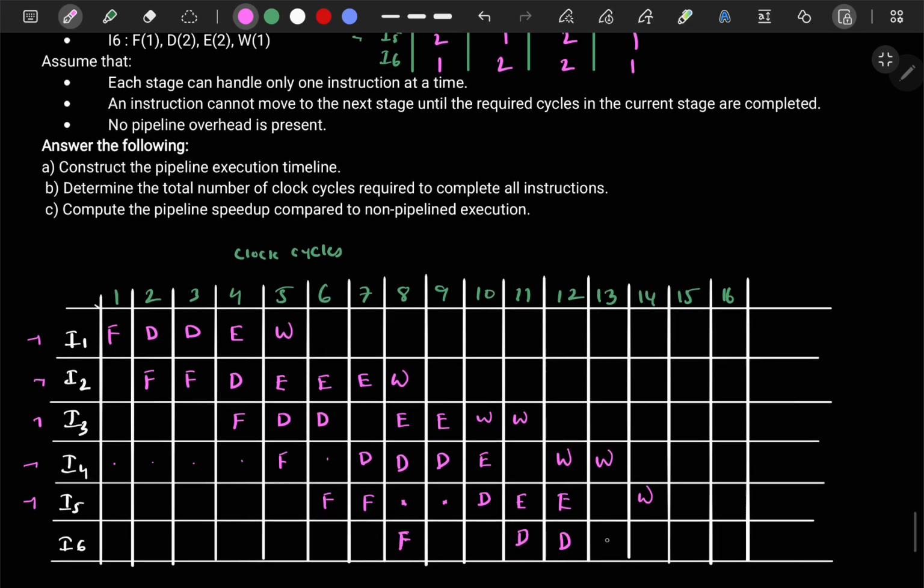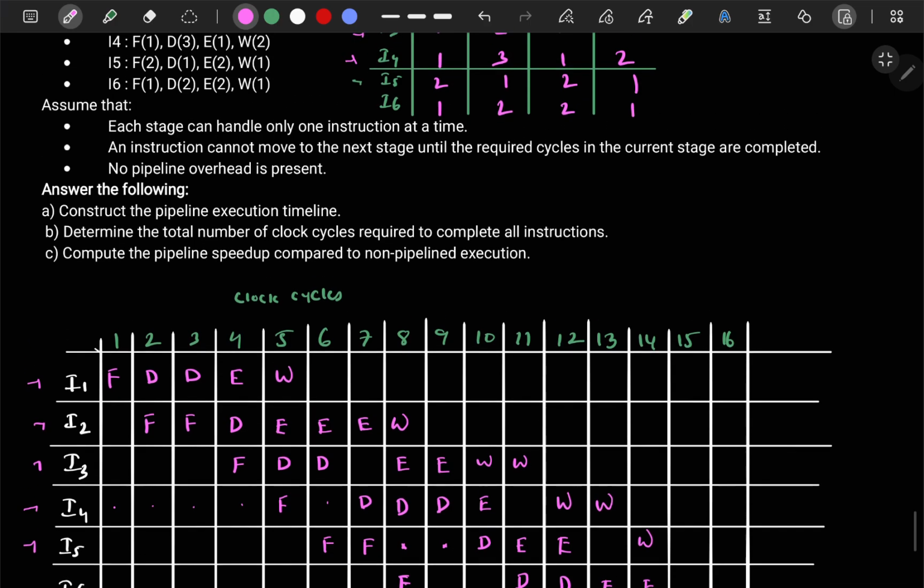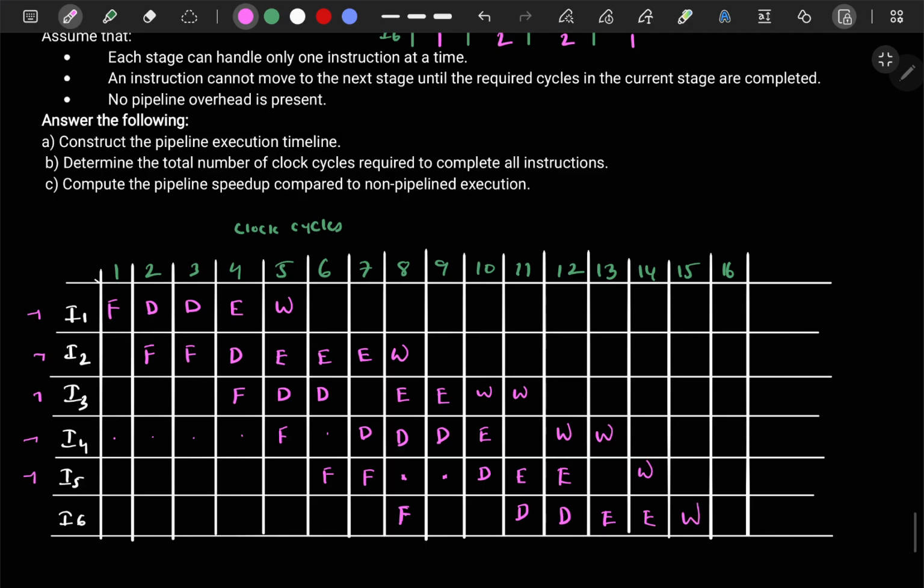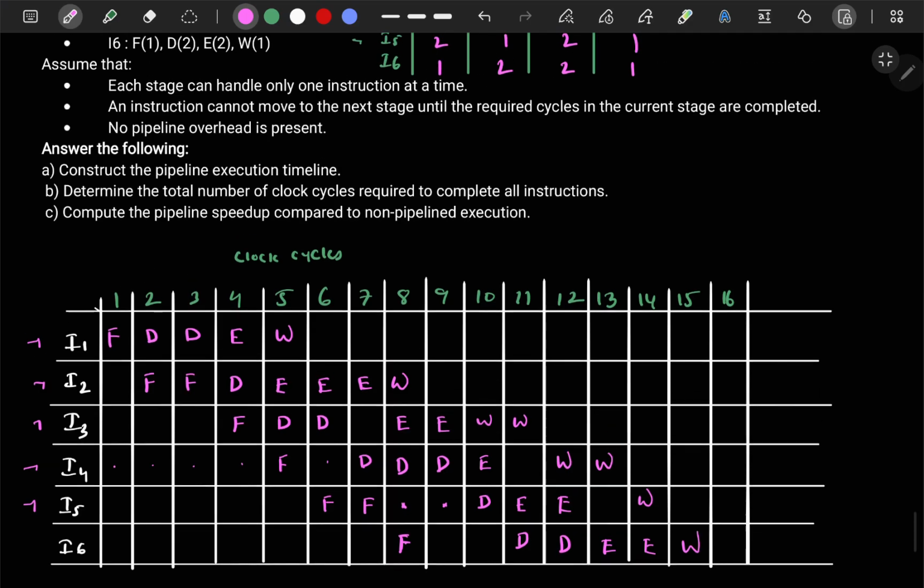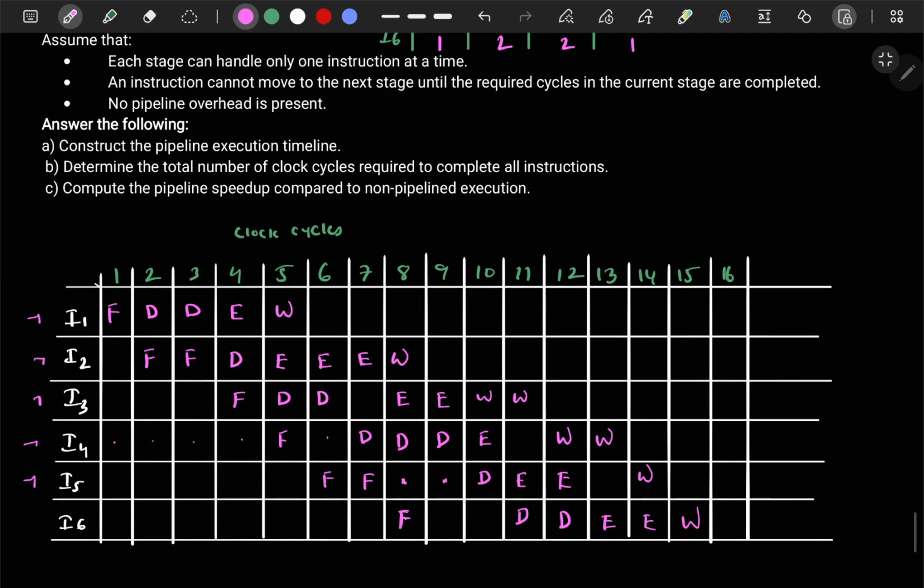Now what about the execution? Can I start from here? Yeah, you can start, and it takes 2 clock cycles. What about write back? It takes 1 clock cycle, right? So we have filled this timeline, right? All of this is finished, and my question was, what was the question?